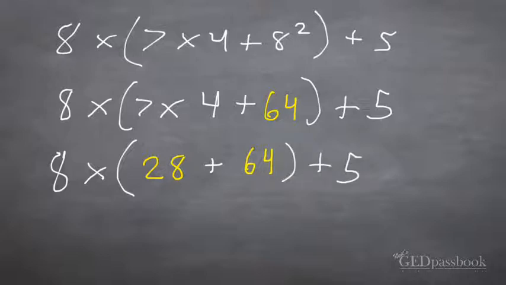When do you do the math outside of the parentheses? Once you've done everything inside the parentheses. So tell me, you guys, what must I do now? 28 plus 64. Yes, because it's still inside parentheses. So tell me, what does 28 plus 64 become?